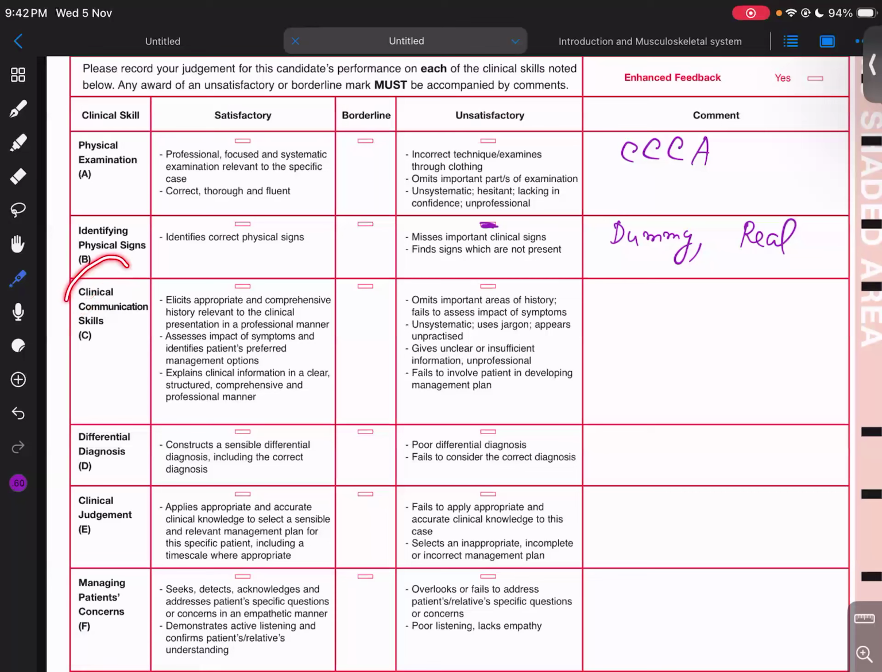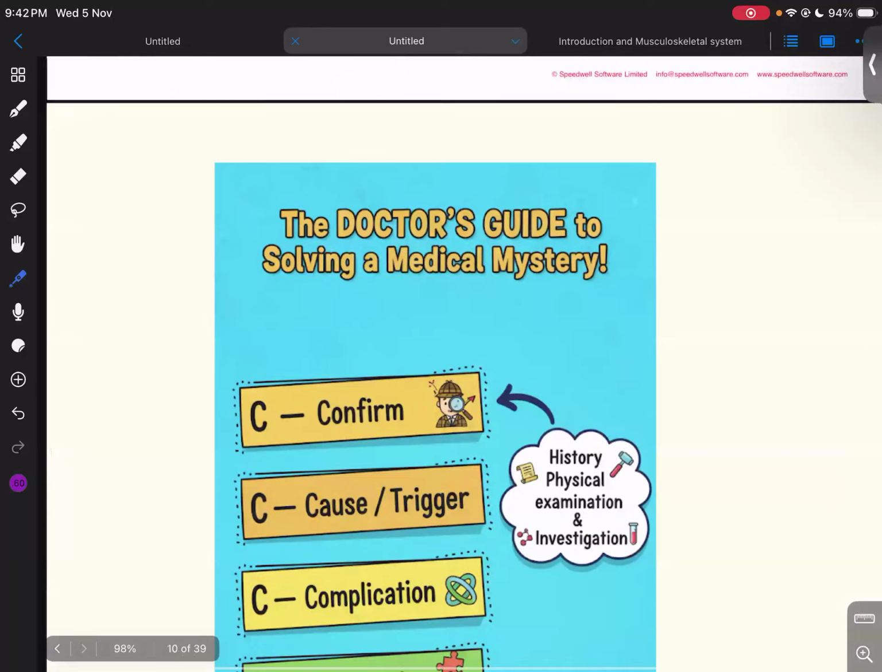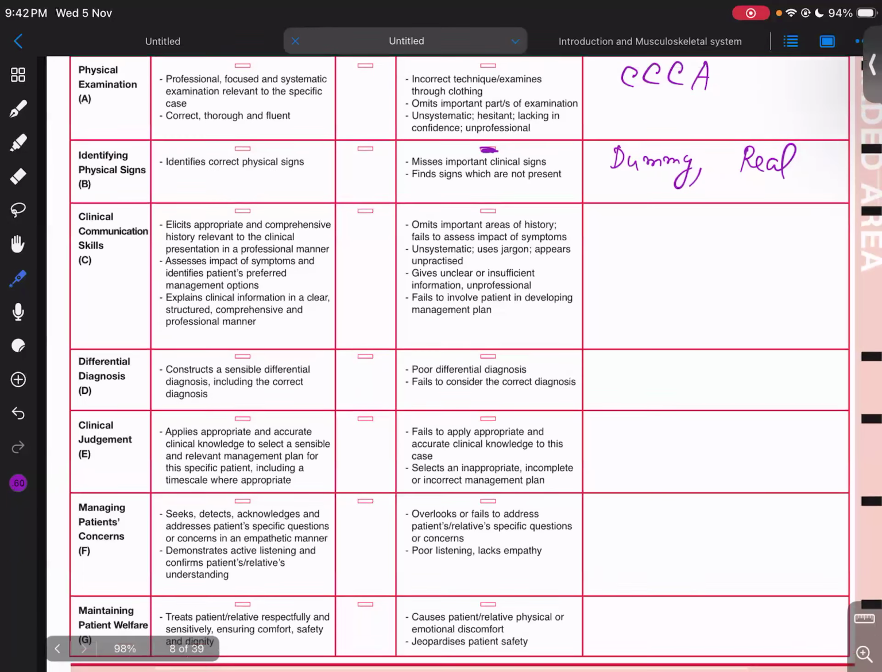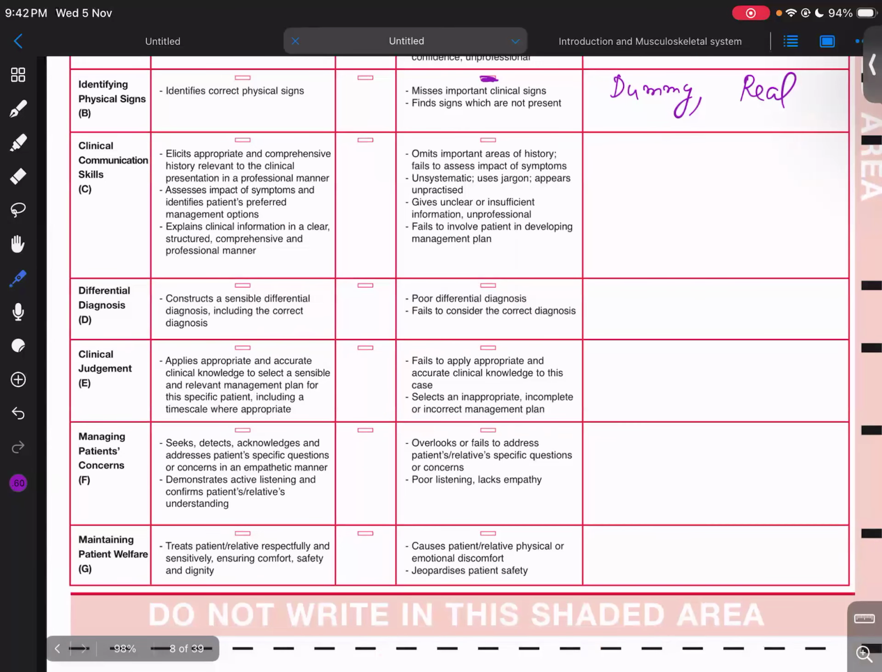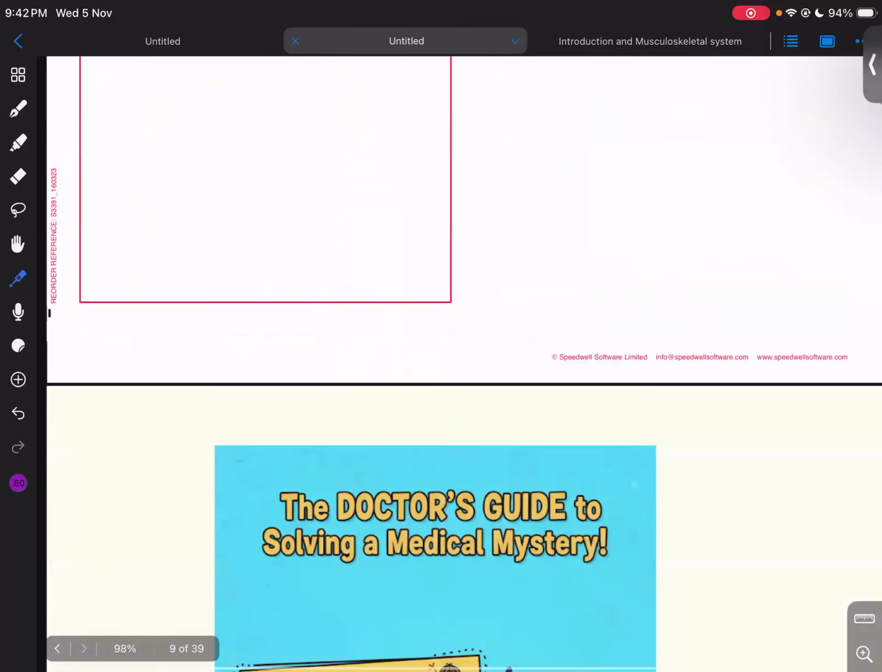This is the most difficult skill that most candidates suffer with. Regarding this skill, we have to spend a lot of time and do a lot of hard work. So this course is there to make this skill easier. Let's start. This clinical communication skill is basically the format of history taking. I'm going to discuss it now. After that, I'm going to discuss the differential diagnosis and clinical judgment later on.